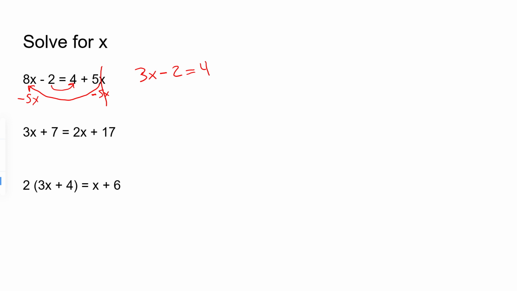Well, as I mentioned earlier, I want to move this 2 over so that the decimal numbers are on one side and the x's are on another. So minus 2 is on this side, so we add 2 to this side to get rid of it. And we have to add 2 to this side. So that becomes 3x, or sorry, 3x equals 6. There we go. 3x equals a positive 6.